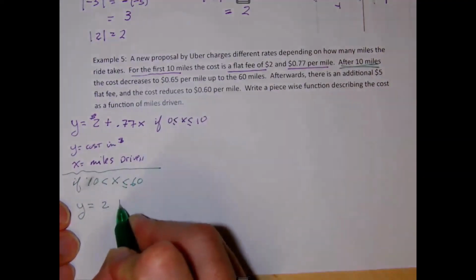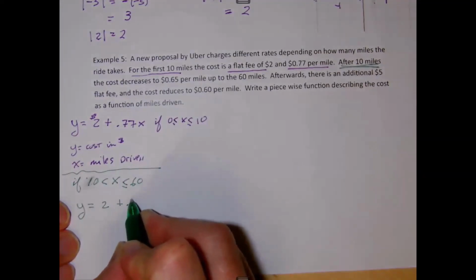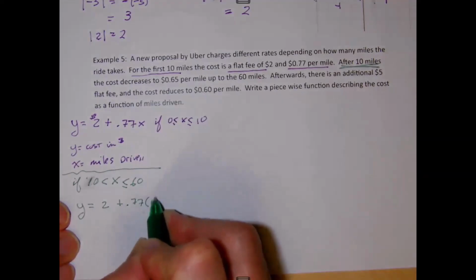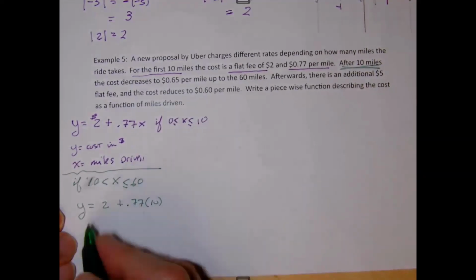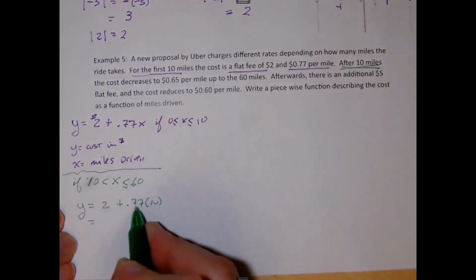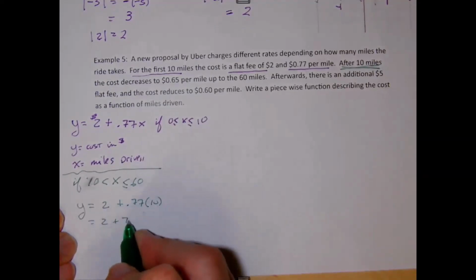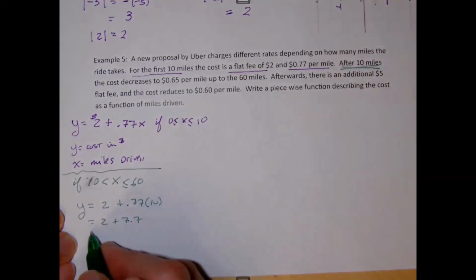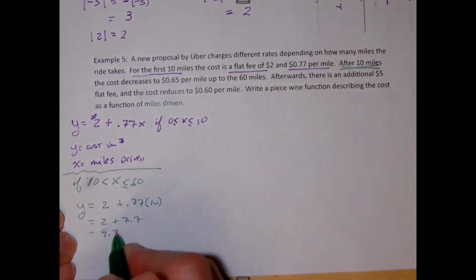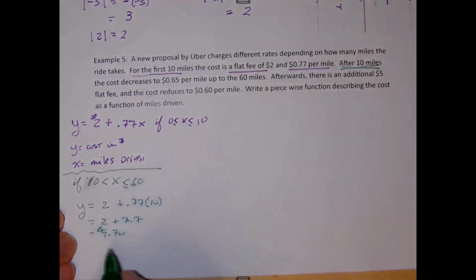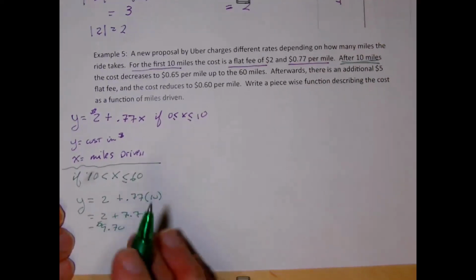So that's 2 plus 77 cents times 10. Okay, I gotta do this in my head. Move the decimal, 2 plus 7 plus 7. And that's going to be $9.70. So once we travel the 10 miles, the cost is $9.70.